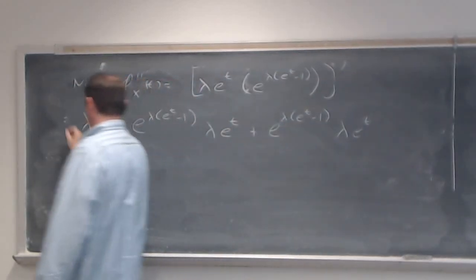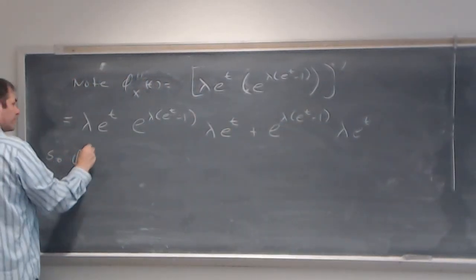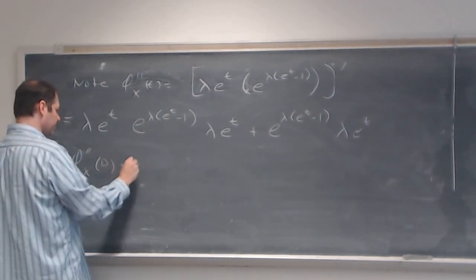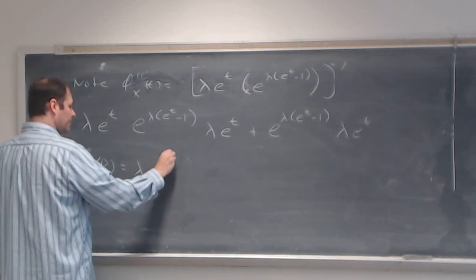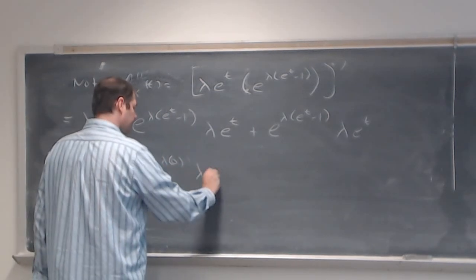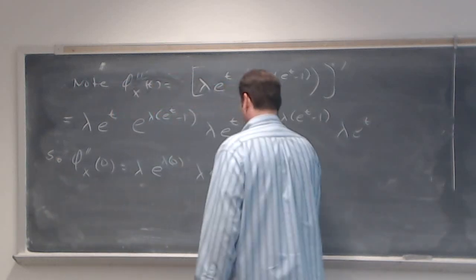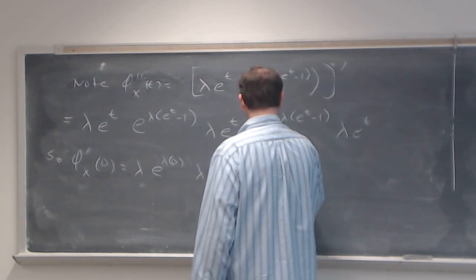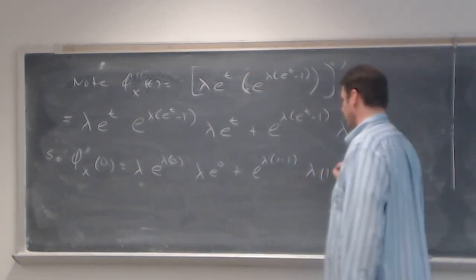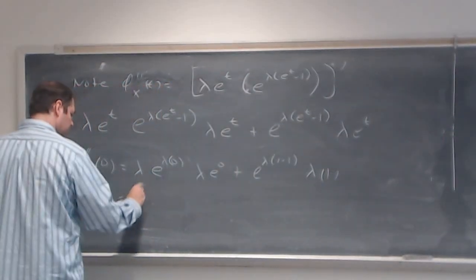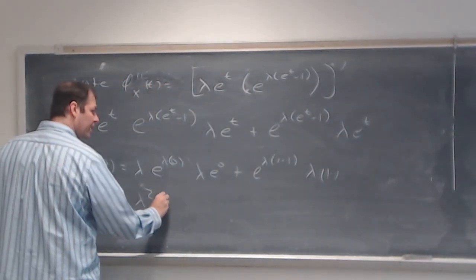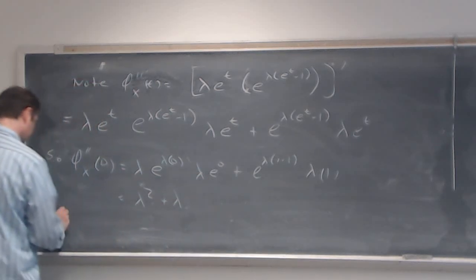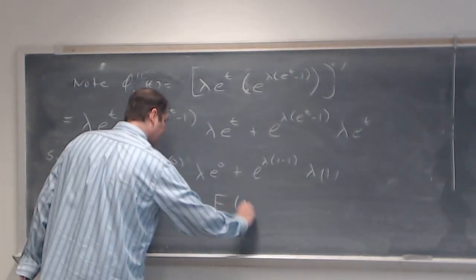And now, if I evaluate this at 0, t is 0, I get lambda e to the lambda times 0, lambda e to the 0. Here this is plus e to the lambda times (1 minus 1), times lambda e to the 0, which is just 1. And then this is going to be lambda times lambda, which is lambda squared, plus, here this is a lambda. So this is equal to the expected value of X squared.